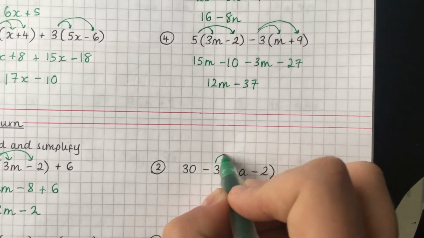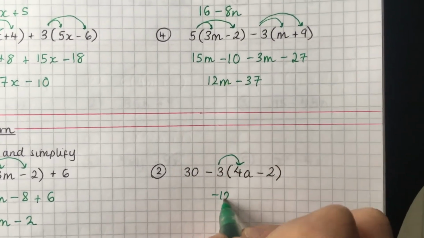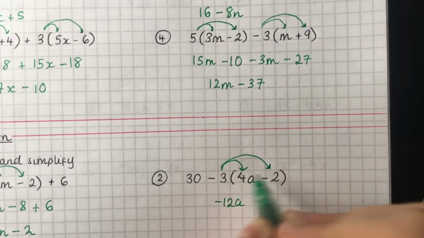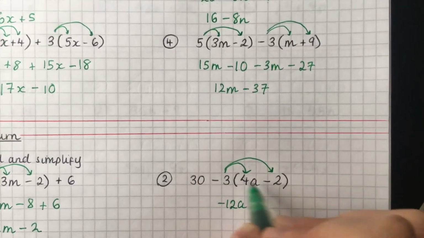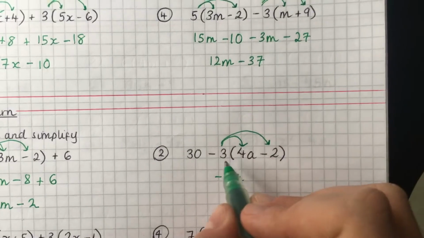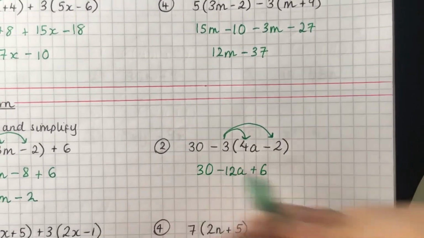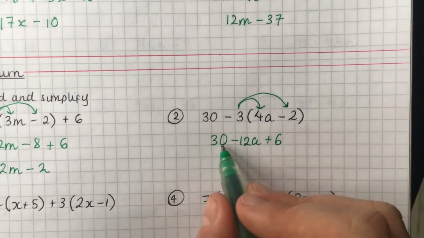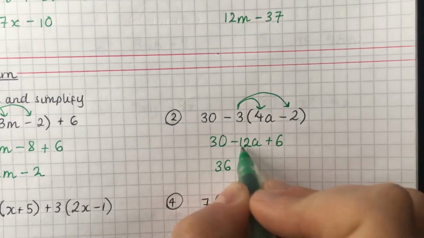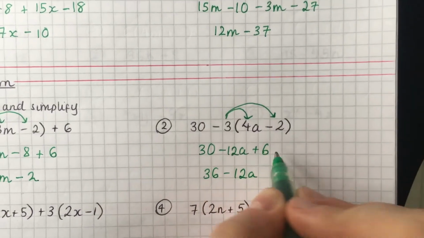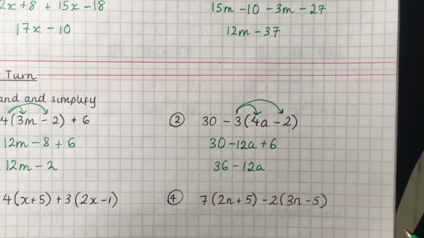Don't forget it's minus 3 times 4a is minus 12a, and minus 3 times minus 2, 2 minuses cancel out to make a positive, don't forget. So minus 3 times minus 2 is plus 6, and our 30 is at the front. Collecting our like terms then, 30 add 6 is 36, and the minus 12a stays as it is because there's no other a's that we can join it with.